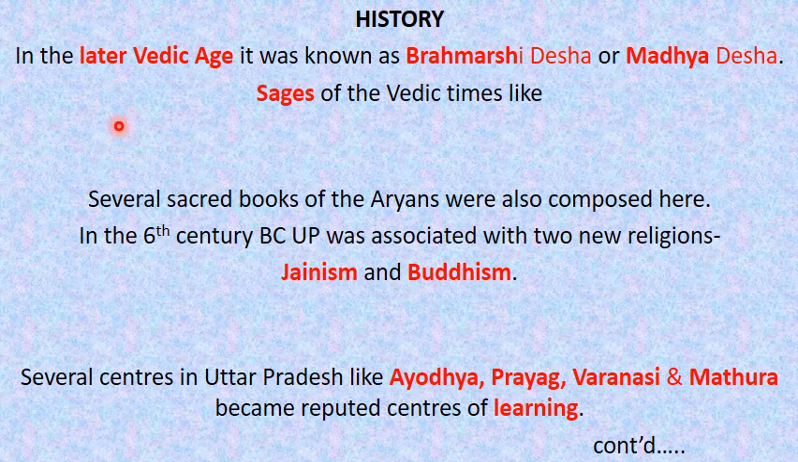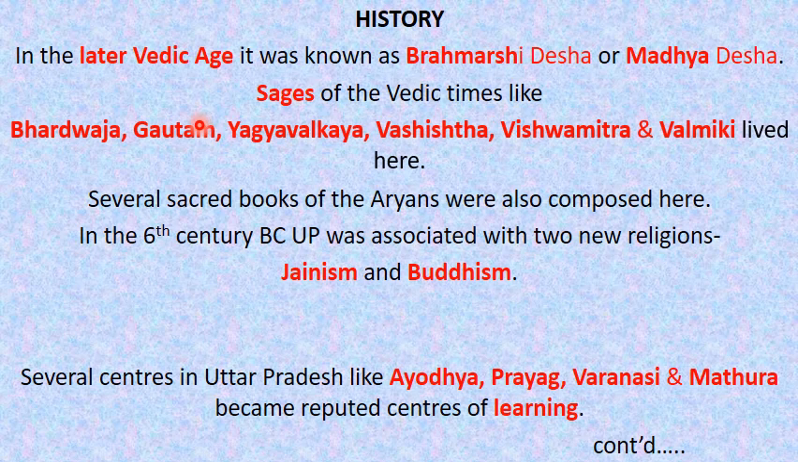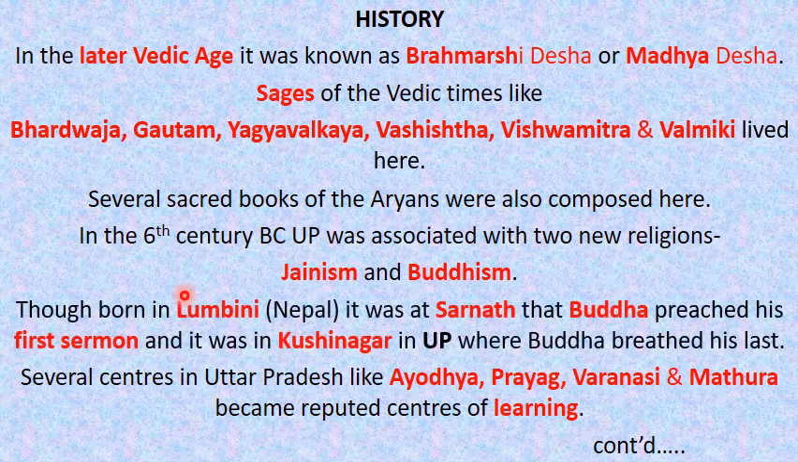History. In the later Vedic age, it was known as Brahmarshi Desh or Madhya Desh. Sages of the Vedic times like Bharadwaj, Gautam, Yajnavalkya, Vasishtha, Vishwamitra and Valmiki lived in this Madhya Desh. Several sacred books of the Aryans were also composed here. In the 6th century BC, UP was associated with two new religions, Jainism and Buddhism. Though born in Lumbini, Nepal, it was at Sarnath that Buddha preached his first sermon, and it was in Kushinagar in UP where Buddha breathed his last.